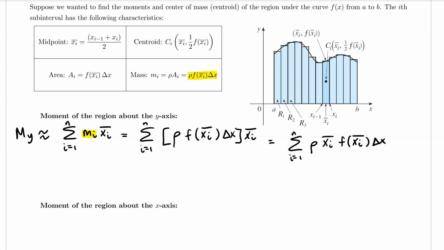So in this last step, all I've done is just rearrange the terms that are being multiplied inside of our summation. Now, as we've seen previously, if that's the approximation for capital M sub y, the way that we get the exact value is by taking the limit as n approaches infinity. So the limit as n approaches infinity of this summation, I'm just going to copy down the summation from the previous line.